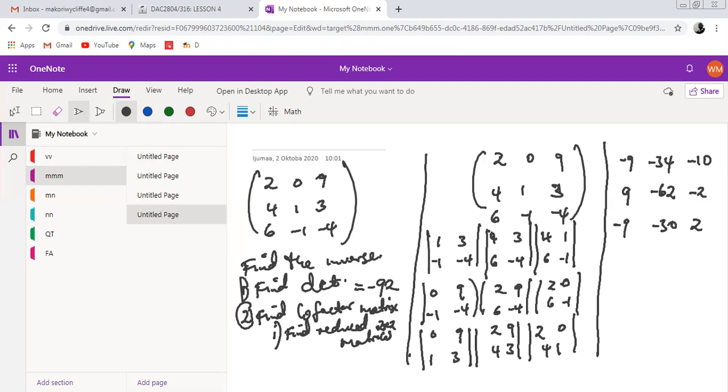So we have that matrix that we have obtained here. Now to get the cofactor matrix, step number 2, we find the reduced 2 by 2 matrices. Step number 2 was to find the determinant of each 2 by 2 matrix, which is actually what we have found. So we found the reduced 2 by 2, then we have found the determinant of each to get this.